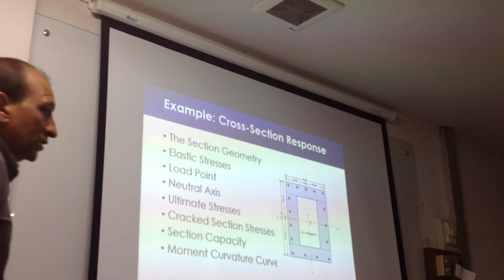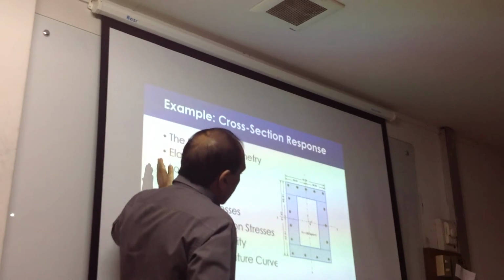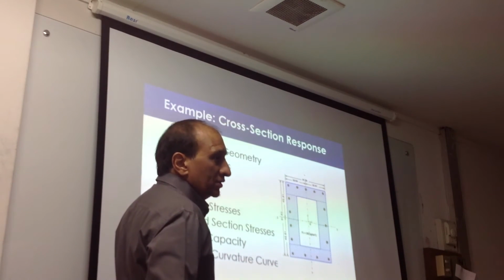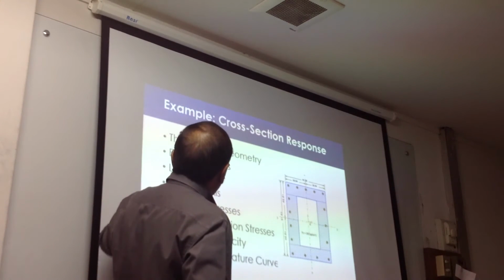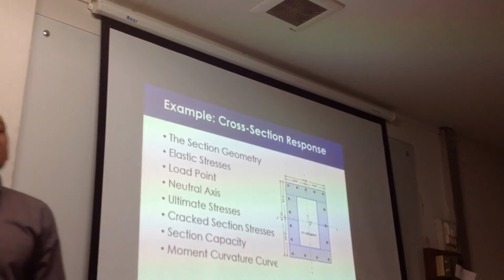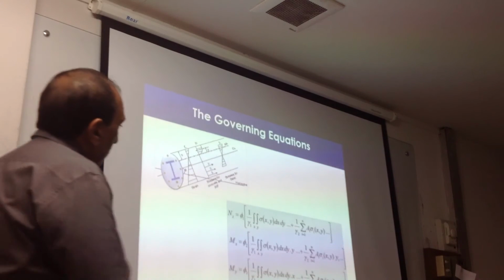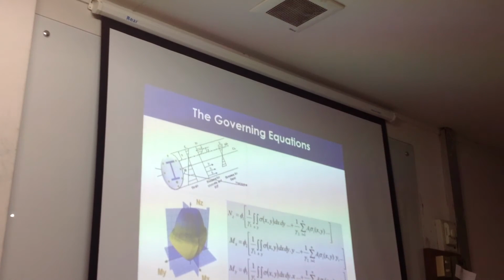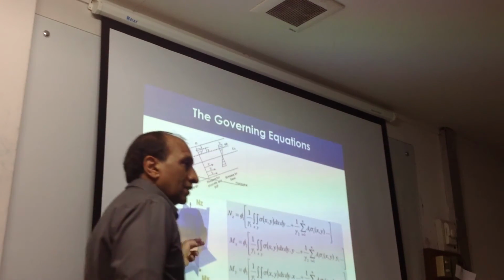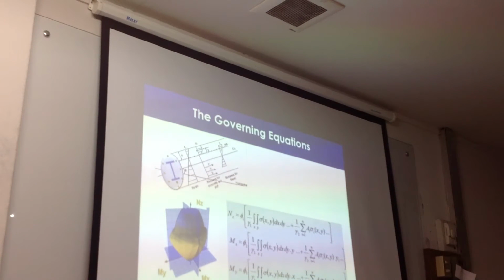So with that equation, we can now solve the cross-section response. We can see a lot of things with that equation: neutral axis, ultimate stress, section stresses, section capacity, moment curvature curve, elastic stresses. So many things can be determined from that. This is the governing equation that we have talked about, and this is the result of that equation. Don't worry, this lecture will be repeated with some more details. I just want to give you an overview first.